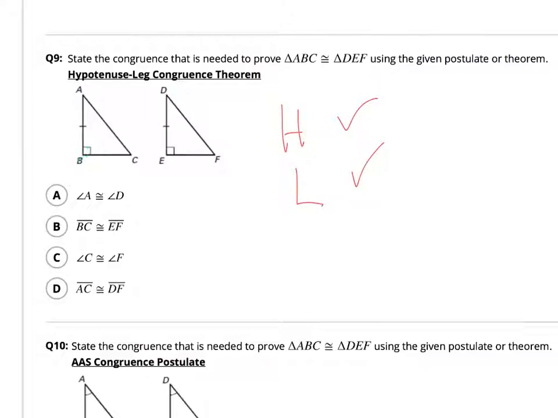Because you've got the 90-degree angle that's here. You've got a tick mark here and here. There's one piece that's missing. So which of these 4 pieces of information do we need to mark on the triangle in order to say, yep, it's HL? That's question 9.